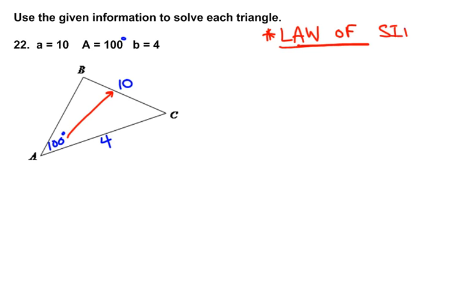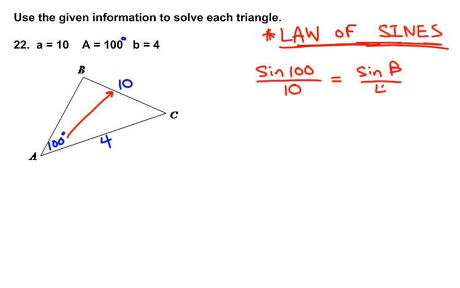The law of sines to solve this triangle. If we don't have that scenario, we'll have to resort to some other measures we'll talk about in a minute. But if we have the law of sines, what that tells us is that the sine of 100 over 10 is a ratio that will be the same for every angle and its opposite side in this triangle. So the sine of 100 over 10 would be equal to the sine of angle B over 4.